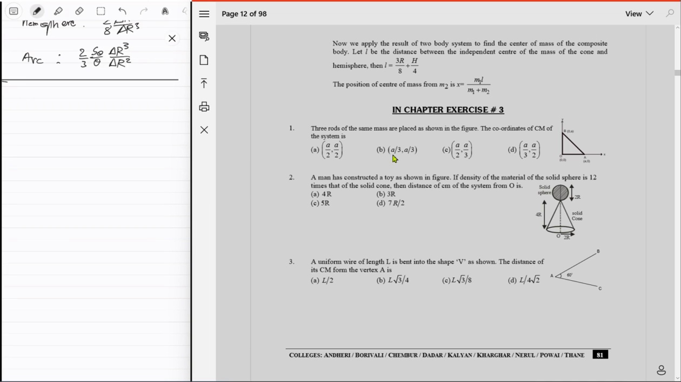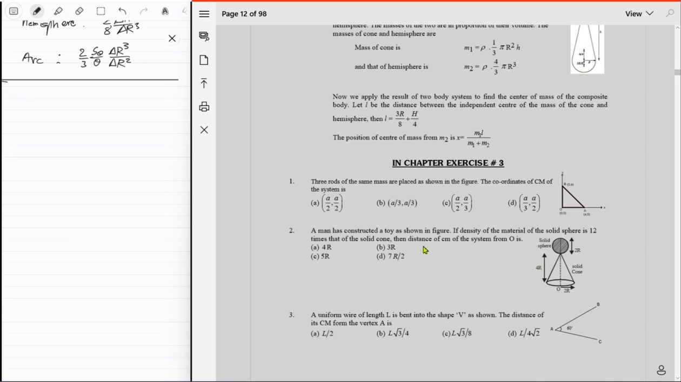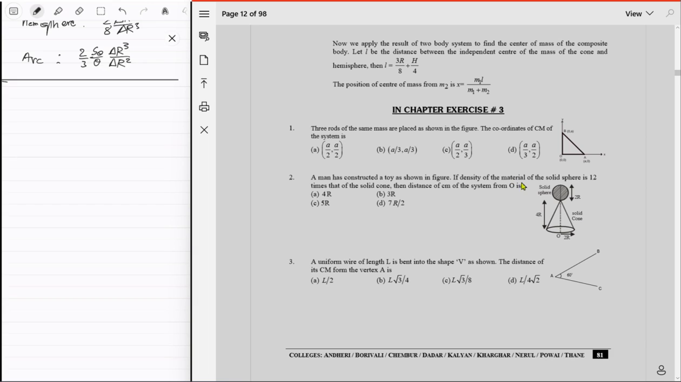Next we have: a man has constructed a toy as shown. If the density of the material of a solid sphere is 12 times the density of the solid cone, the distance of the center of mass of the system from O is. Where is O? This is O. Okay, fine. With respect to O, this cone's center of mass is like what? It's just 4r upon 4, I believe. Yeah, which is r. So it's at distance r from this.